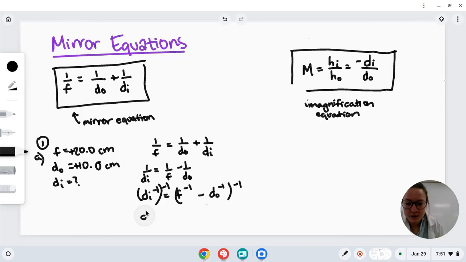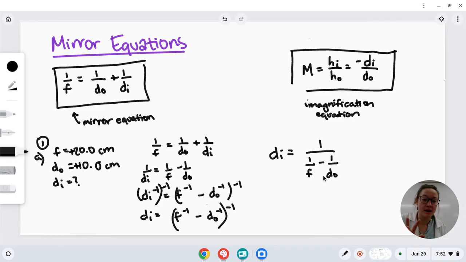What I like to do is just plug in numbers like this into my calculator, and I just plug in these little -1s, and it takes care of flipping everything for me. That's how I like to do it. If you prefer instead to write this as a fraction like this, di equals 1 over (1/f minus 1/do), if you like to write it like that, you can totally write it like that.